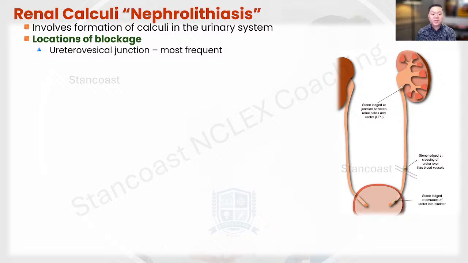Now, we also have another common site of obstruction, which is the renal calyx, which is basically right here. And also the ureteropelvic junction, which is right over here. And also that section wherein the ureter crosses the iliac vessels, which is near the pelvic brim.